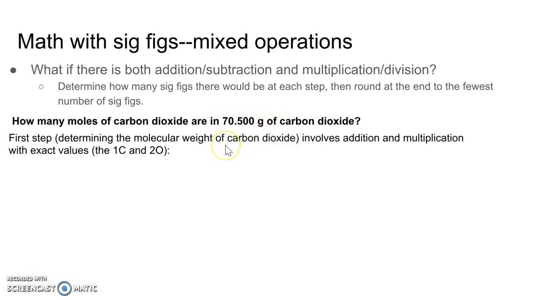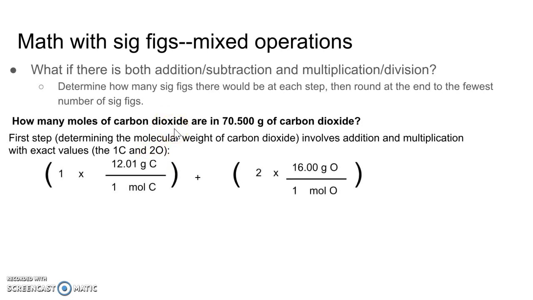But the very first thing that I have to do is actually figure out the molecular weight of carbon dioxide, which you will learn shortly if you haven't. But it does include exact values. Carbon, well, there's 1 carbon for every carbon dioxide, and there's 2 oxygens for every carbon dioxide, so that's just something to keep in mind. So that's where these are exact values. They will not influence my number of sig figs. It's actually only the values from the periodic table that are going to influence my sig figs in this one.